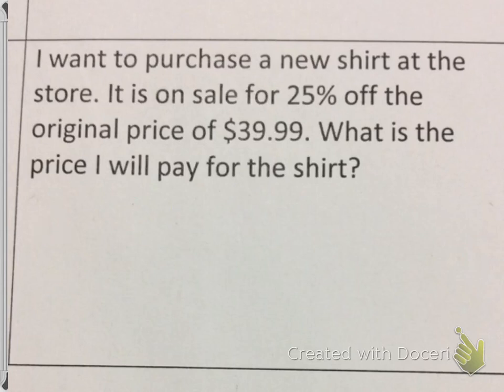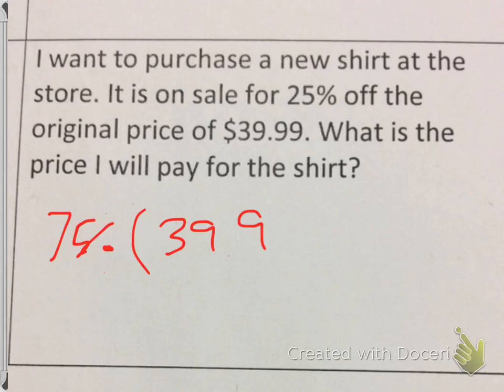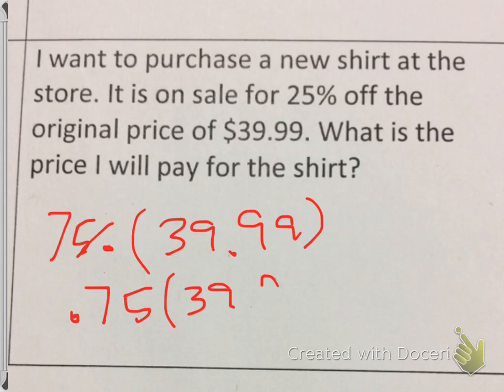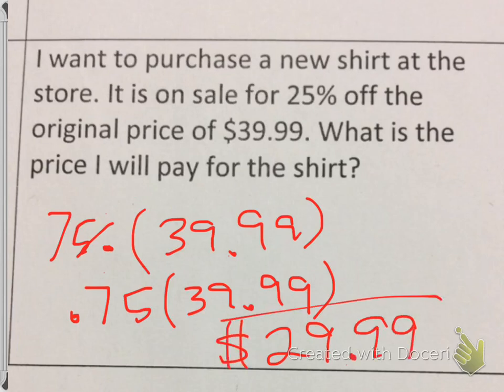If I get 25% off of a shirt, then aren't I paying for 75% of the shirt? So I like to take 75% and times it by the $39.99. So I'm going to do 0.75 times $39.99, and that will tell me the amount of money that I pay for this shirt. So 0.75 times $39.99, and when I do that, I get $29.99 for the price of my shirt.